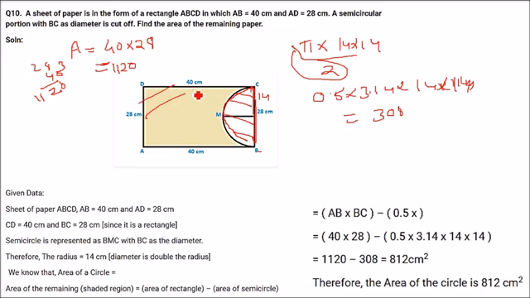So you have to find out this region. For that you take the whole area, that is 1120, and subtract the semicircular region, that is minus 308, which comes to 812 centimeters square. So this is the area of the remaining portion.